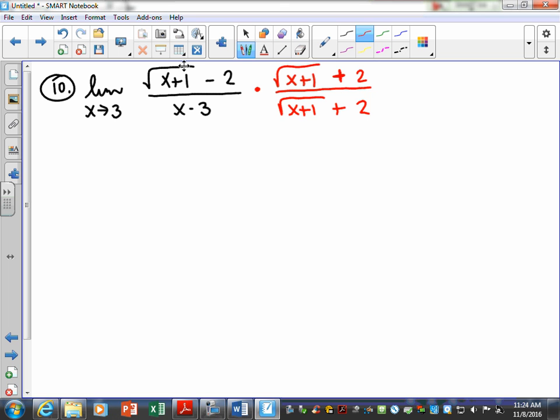Okay, so what you need to do now is FOIL out the numerator and simplify. FOIL out or just show multiplication in the denominator, and cancel anything that cancels until you get it completely simplified, and then try direct substitution again.